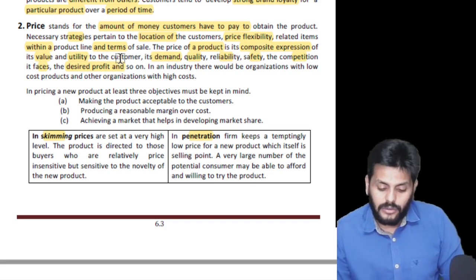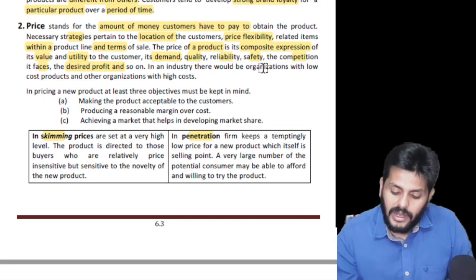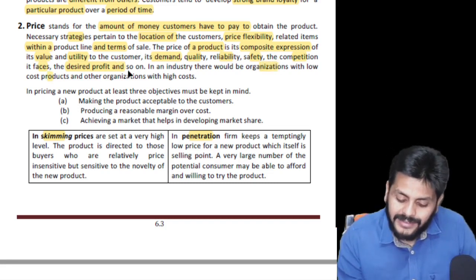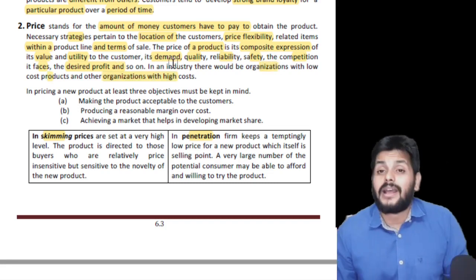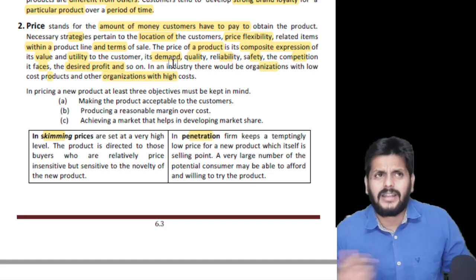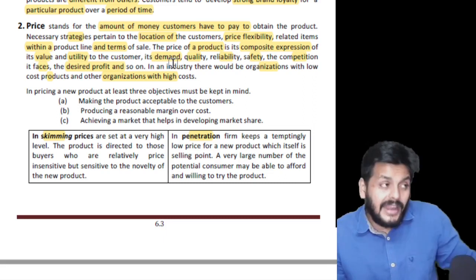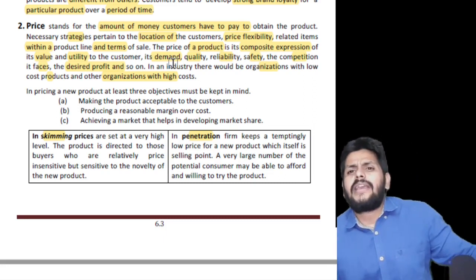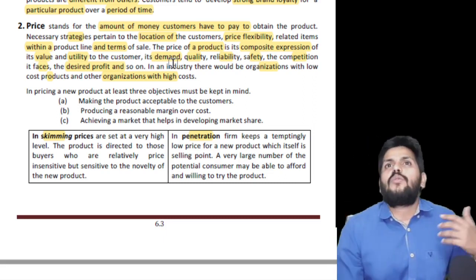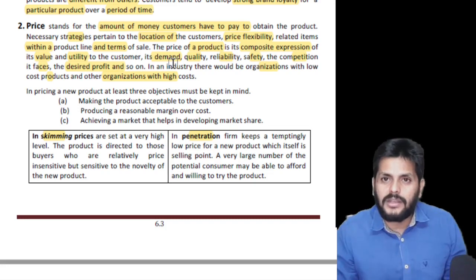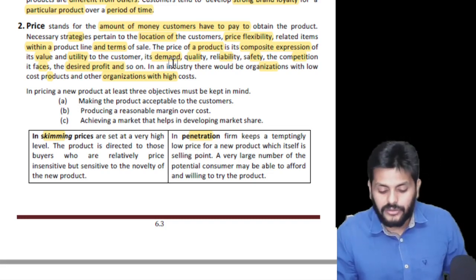In an industry there would be organizations with low cost products and other organizations with high costs. So both ways are there. The ones who have low cost are kind of cost leaders. They're trying to be cost leaders. Somebody who has high cost, it's not like everybody wants to have high cost. If your product is superior like that, then it might end up having high cost.